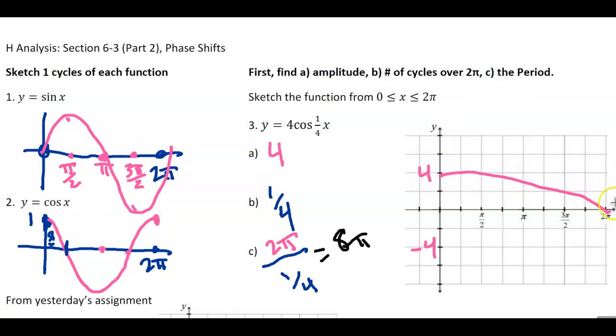Which means that I need to stretch my graph out to get the whole cosine graph. I need to have 8 pi, because 2 pi only has this fourth of it. So I need 3 more of these to stretch out to get the whole cycle of cosine.